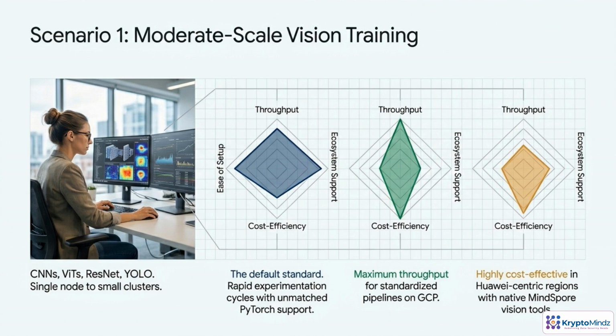Now, apply that to a concrete case. Training models like ResNet or YOLO on ImageNet, maybe across 1 to 8 accelerators. For this kind of moderate-scale vision work, NVIDIA H100 or H200 is usually the default. You get fast iteration, excellent PyTorch support, and a huge pool of examples and tutorials. If your pipeline already runs on Google Cloud, TPUs can deliver higher raw throughput per dollar, especially at large batch sizes. Ascend becomes attractive when you're in a Huawei-focused region or ecosystem. With MindSpore and local support, it can be the most cost-efficient option.